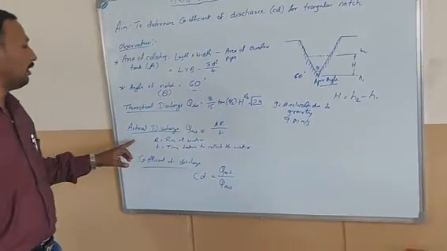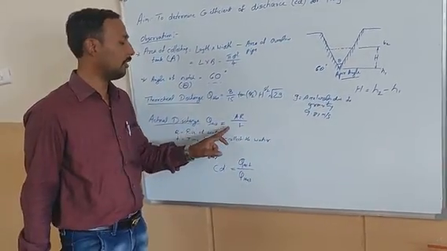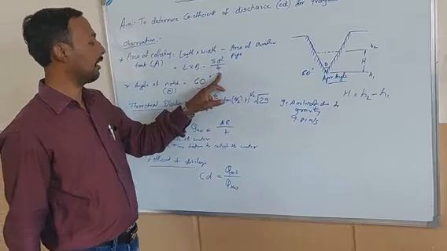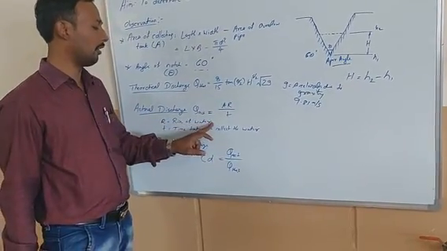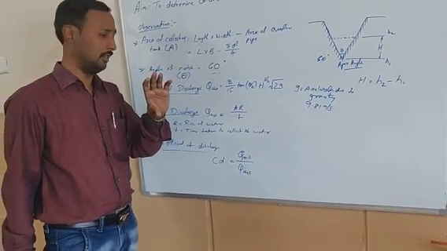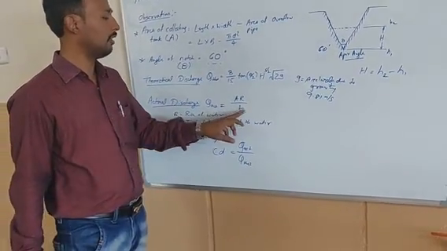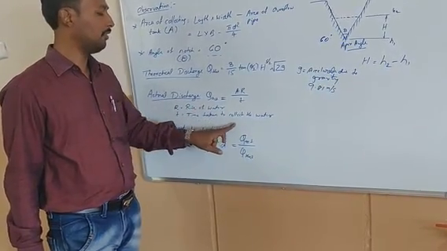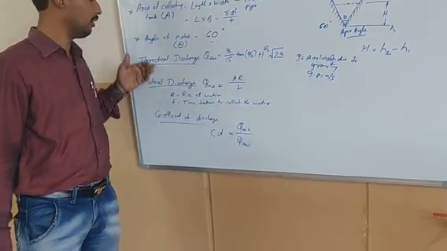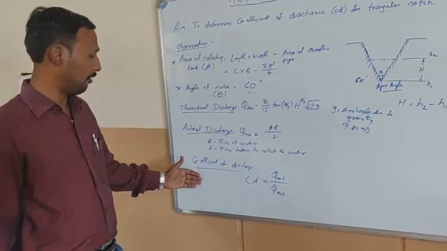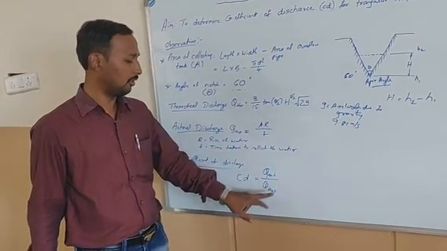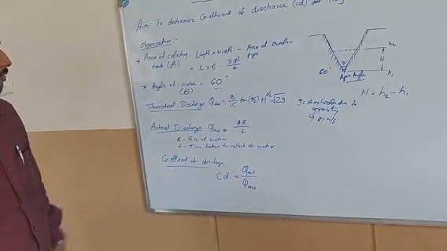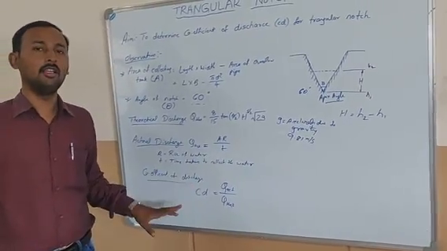Next, we have to calculate the actual discharge. Actual discharge is nothing but volume by time. Volume is A, the area of the collecting tank, multiplied by R, the rise of water, that is how much water we collect. Divided by T, the time taken to collect R centimeter of water. After getting Q actual and Q theoretical, we find the Cd value, that is Q actual divided by Q theoretical. This is the observation and formula. Now we start the experiment.